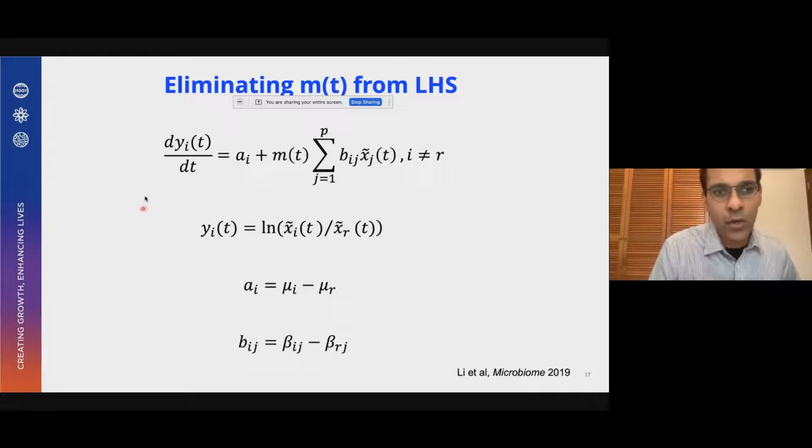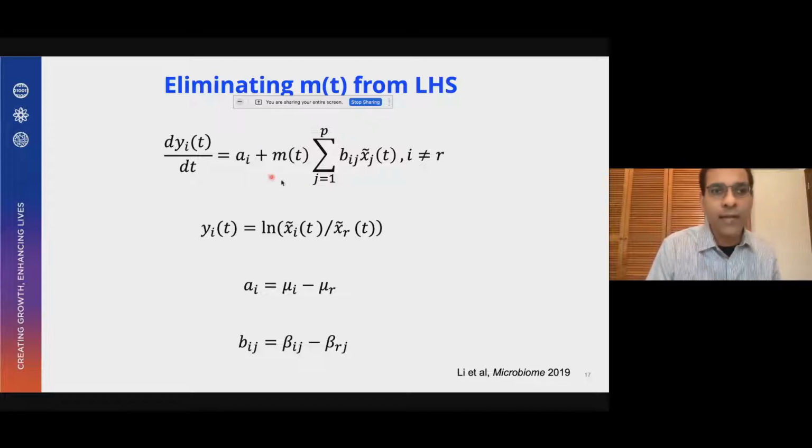So when you divide by the whole reference species, what you get is basically d/dt of log x_i tilde over log x_r tilde. And so we are basically taking a log ratio transformation. What this does is, on the left hand side, notice that now I no longer have the biomass term. So I eliminated the biomass term because subtraction of x_i and x_r removes the shared biomass term.